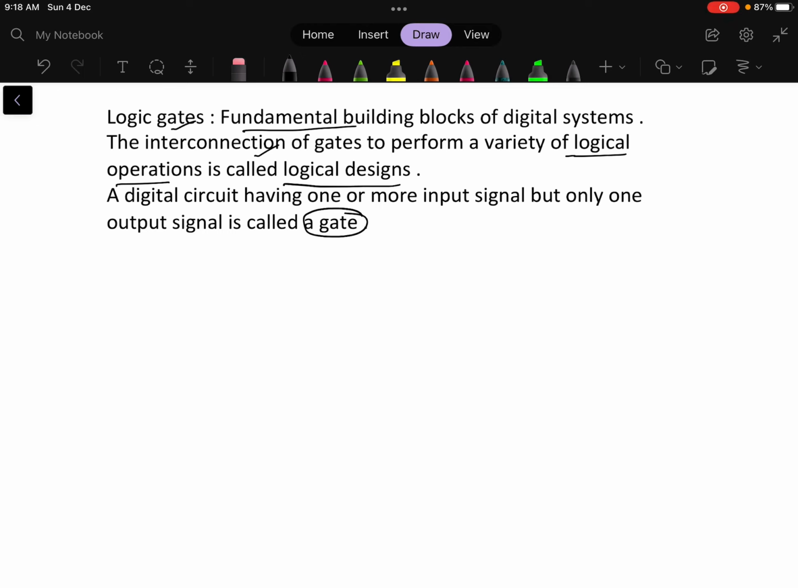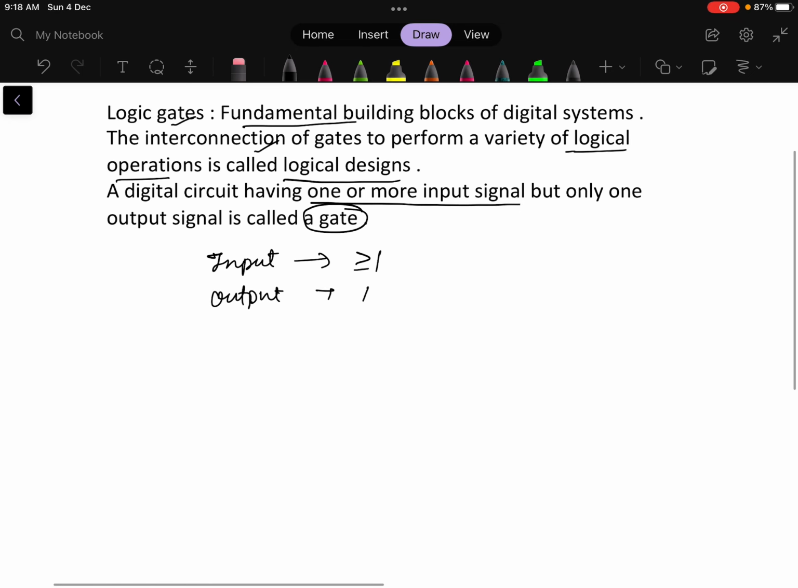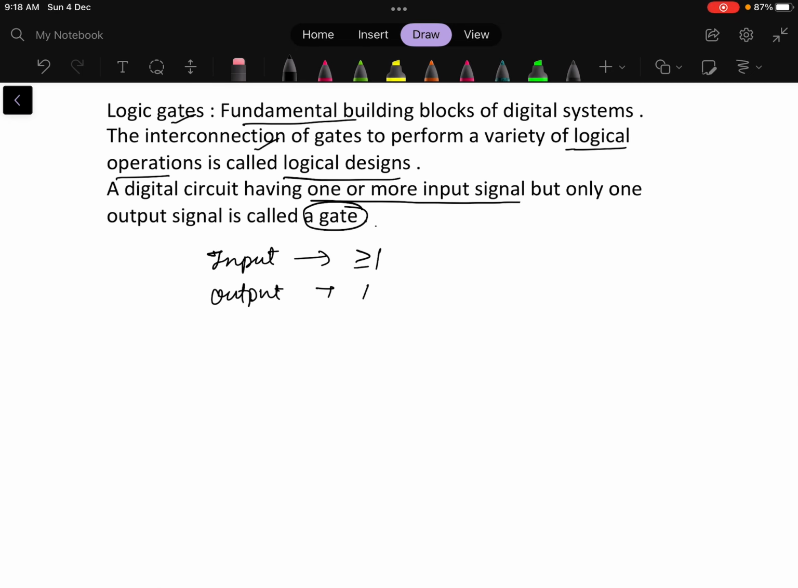What is a gate? A gate is a digital circuit which consists of one or more input signals, where input signals are more than one, but the output signal is just one. We use the input source more than one time and we get one single output. Then the combinational digital circuit is known as a gate.